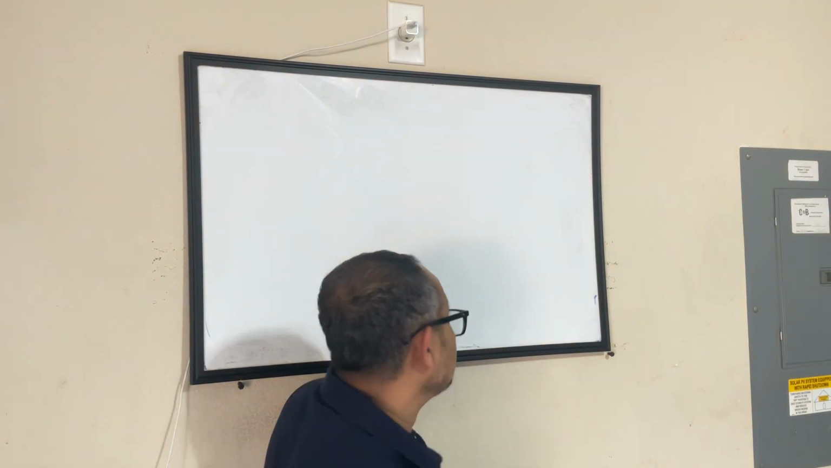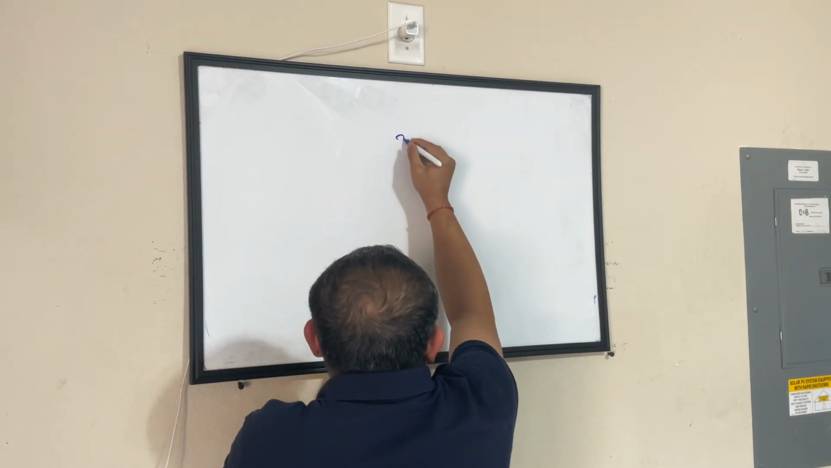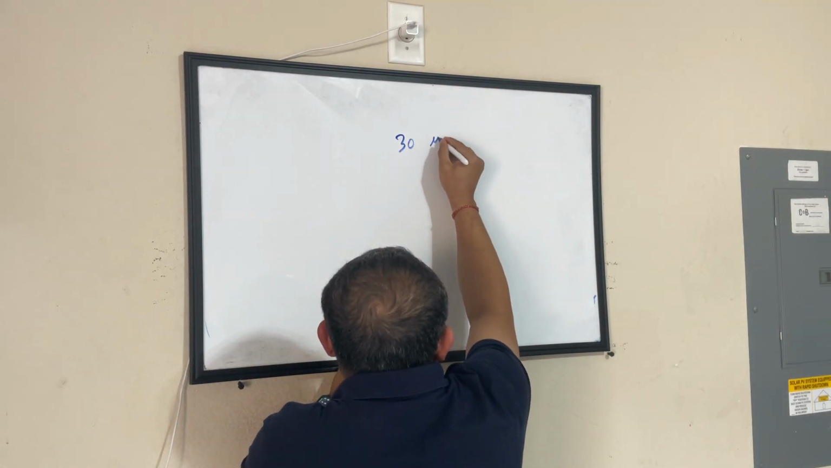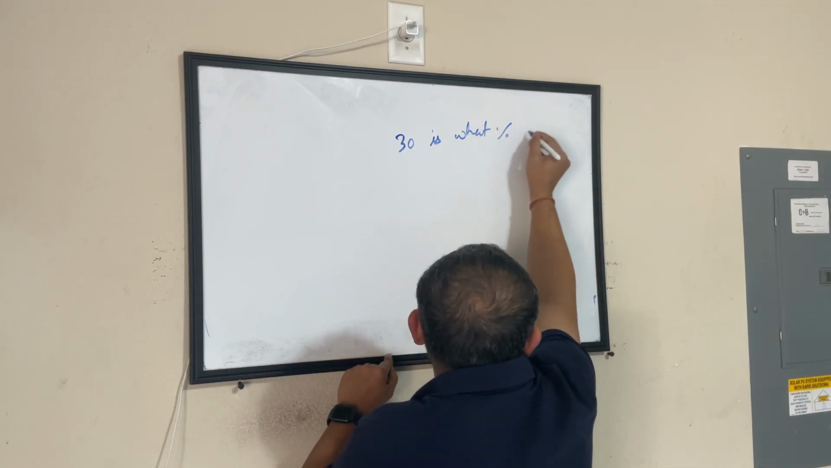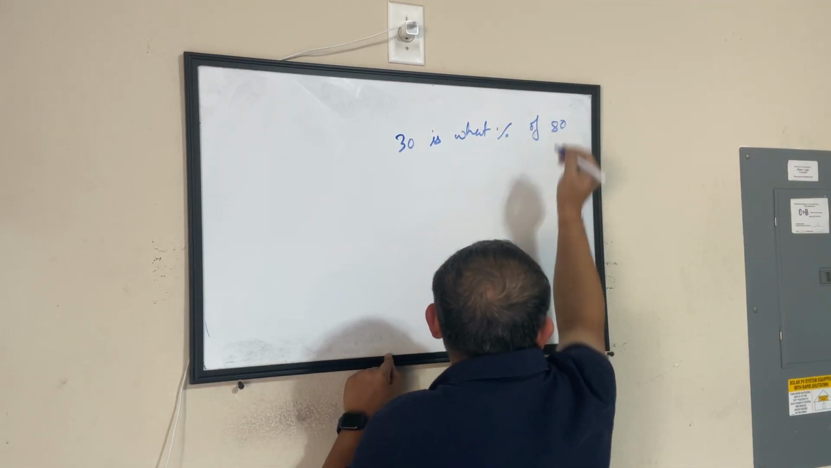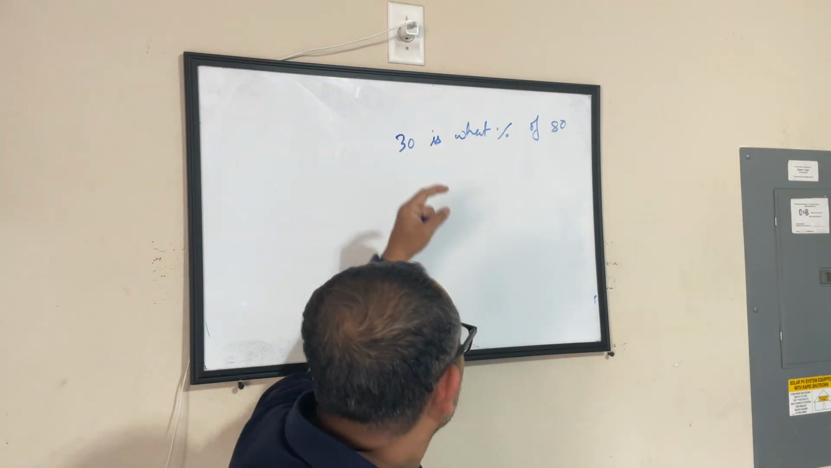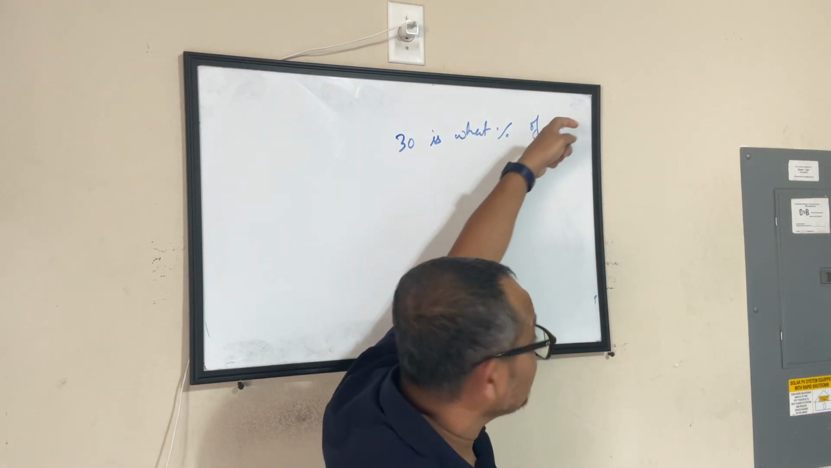Now, a little tricky thing comes into place when you have to find out a number is what percentage of another number. That is where the concept of ratio helps you relate it, because ratio says you're comparing one number against a base, another number. If I say 30 is what percentage of 80?